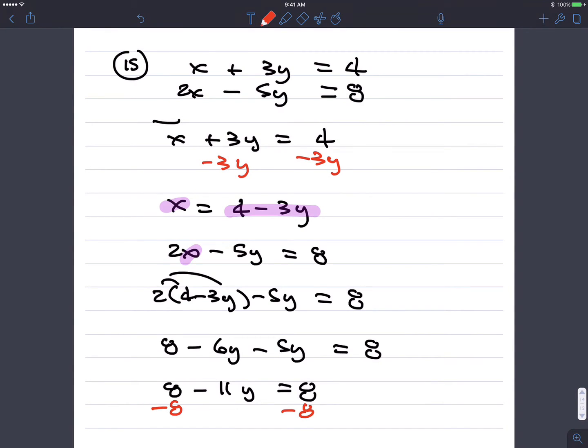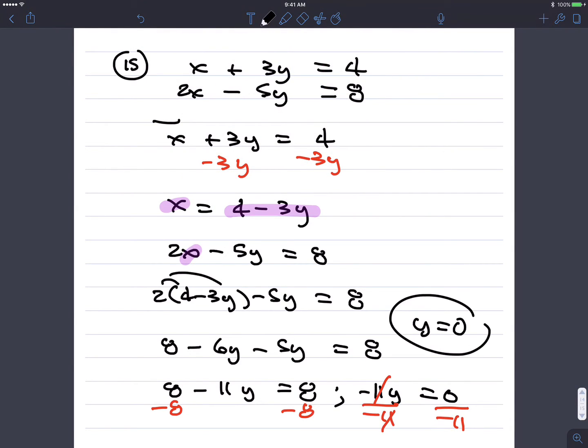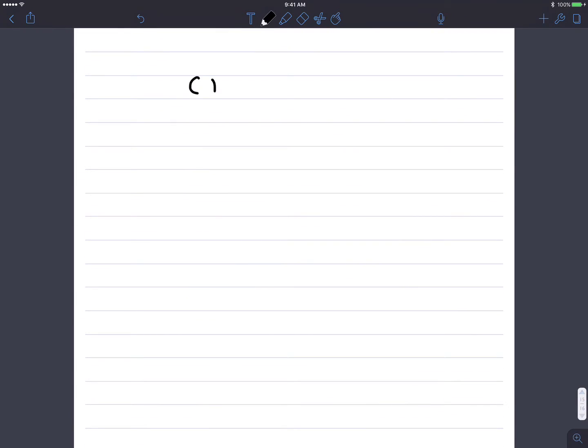Subtract 8 from both sides. We get negative 11y is 0. Divide both sides by negative 11. Cancellation, we get y is 0. Plug in a 0 here. And we now get x is 4 minus 3 times 0, or x is what? 4. 4, 0. 4, 0 is our solution.